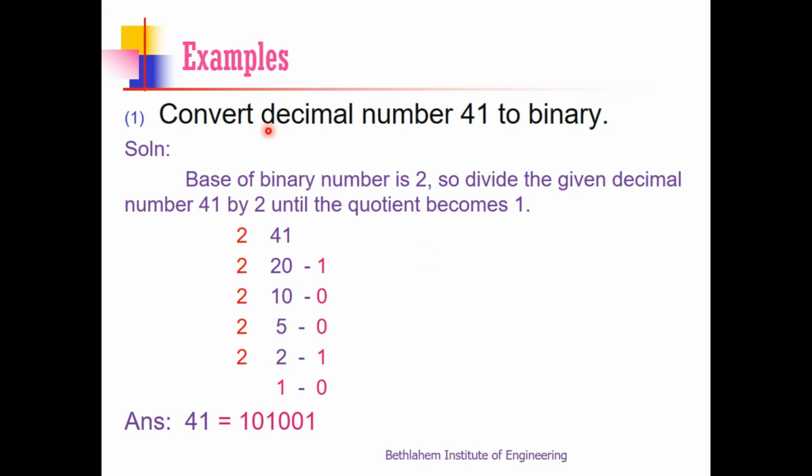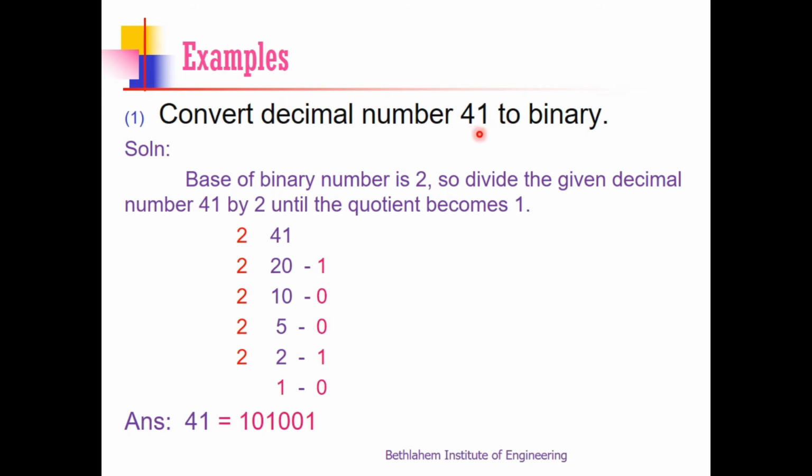So the first example: convert decimal number 41 to binary. Here the given number is a decimal number. First you have to identify from the question which number system the given number is in. Here it is the decimal number system. Then you have to check which system it is to be converted to. Here we are asked to convert to binary.